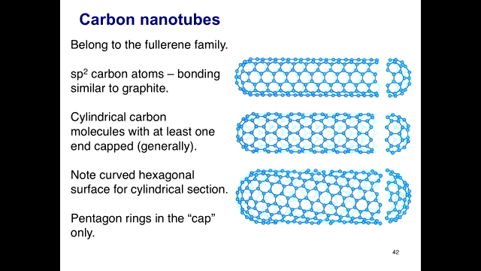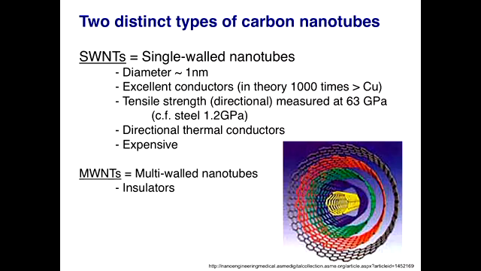Okay, so they're the carbon nanotubes, and technologically they are important. They have useful properties. The single-wall nanotubes, diameter of about 1 nanometre, are excellent conductors of electricity along the direction of the tube, about 1,000 times better than copper. They have tensile strength, and they are directional thermal conductors, and they are very expensive. If you try to make them, generally you make these multi-walled nanotubes, which are like a tube inside a tube inside a tube, like a telescope. And they are not so useful. The technological properties of those are not that impressive.